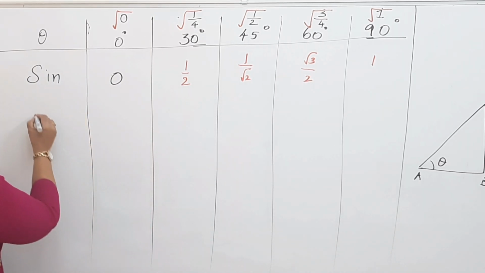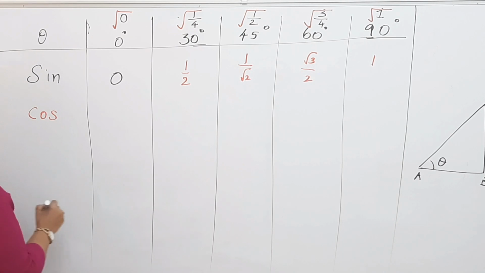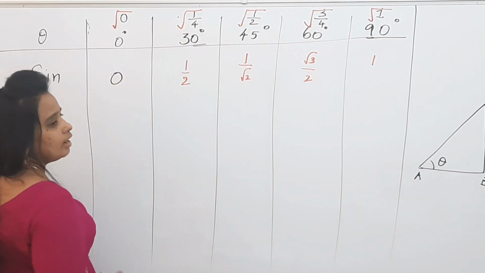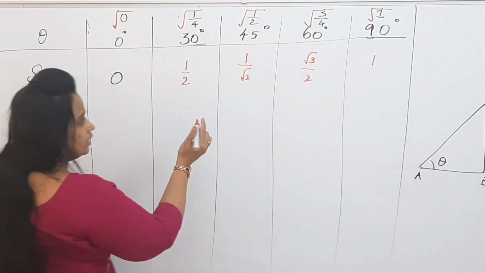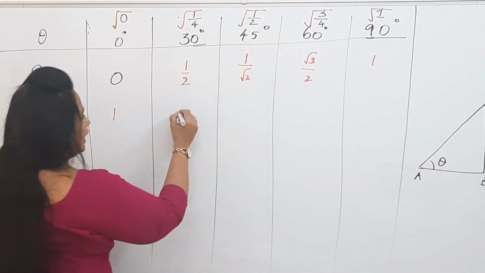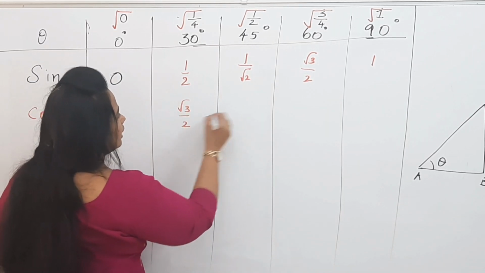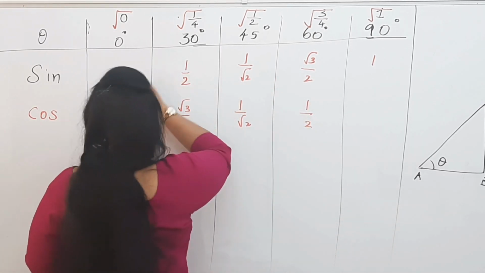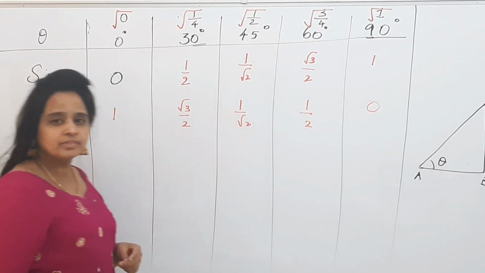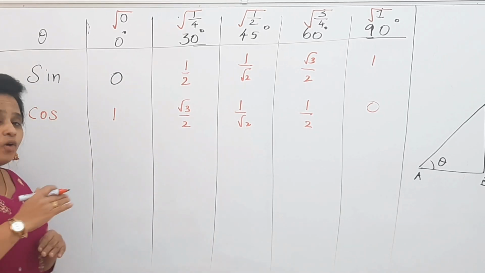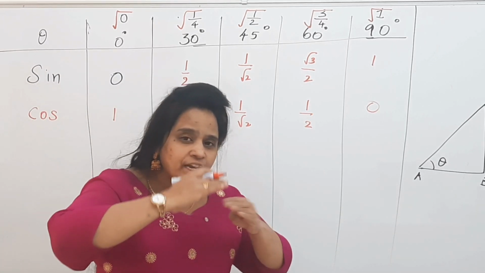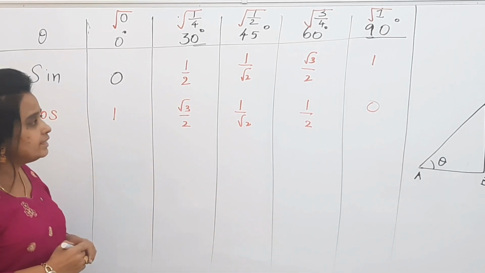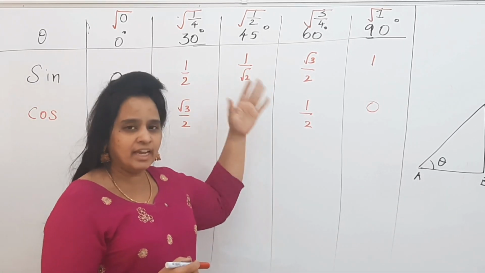Now I go for the second one, that is cos. For cos, you just write it in the opposite order. That is 1, and the next one is root 3 by 2, the next is 1 by root 2, the next is 1 by 2, and the next is 0. I told you in the previous video that sine and cos are interchanged. That is what it shows: the values are just interchanged.